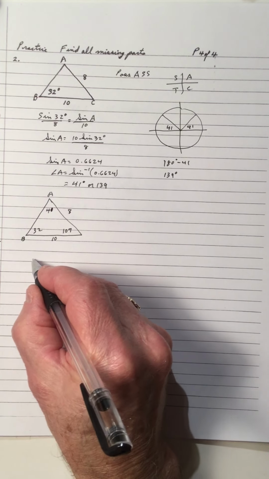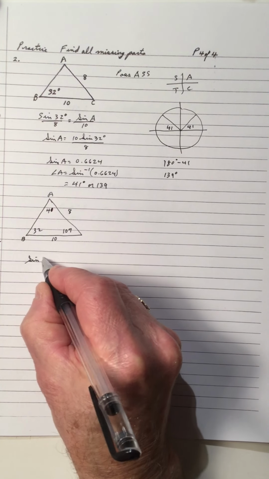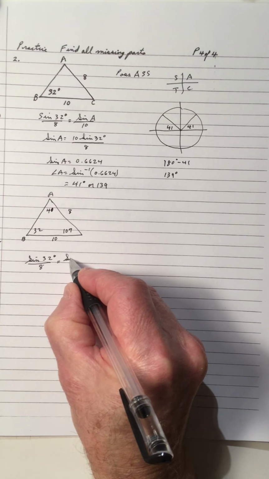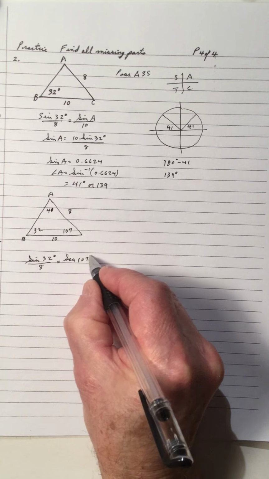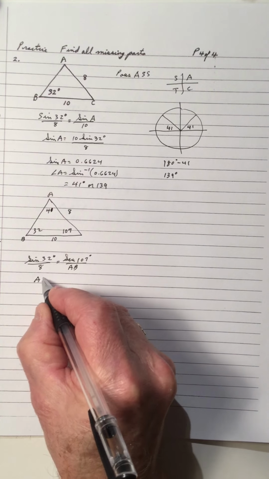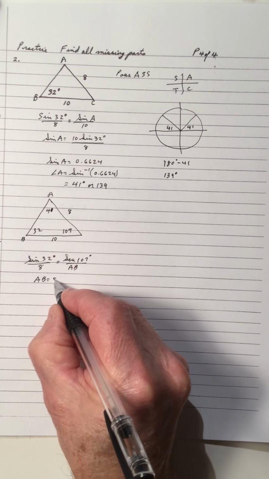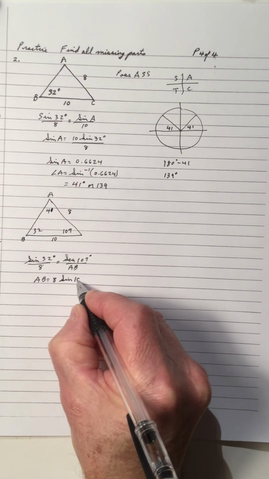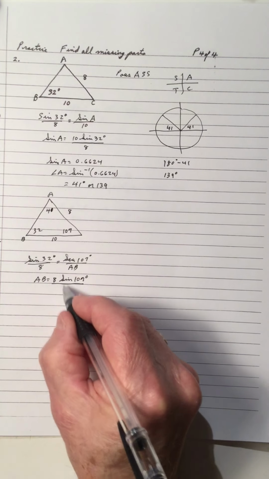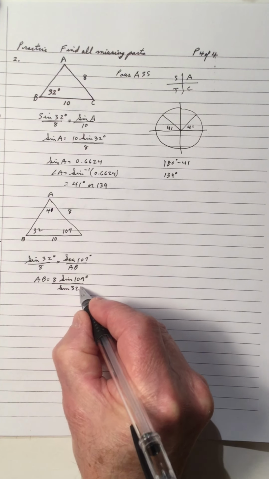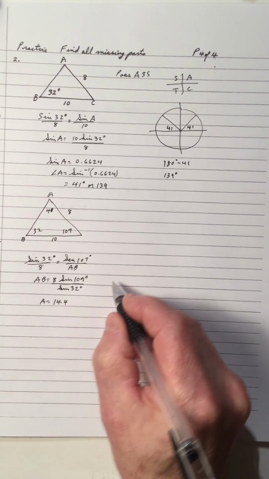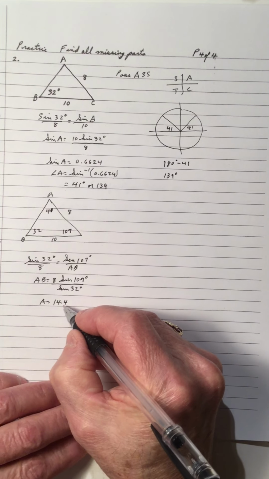So let's do that. So we get the sine of 32 over 8 is the sine of 107 over AB. So AB becomes 8 times sine of 107 divided by the sine of 32. And when you work all that out with a calculator, you get a 14.4.